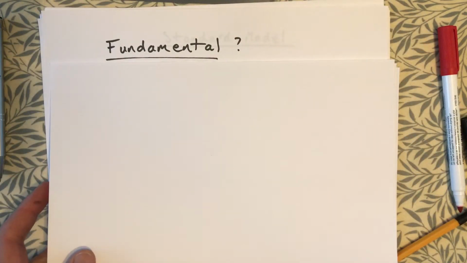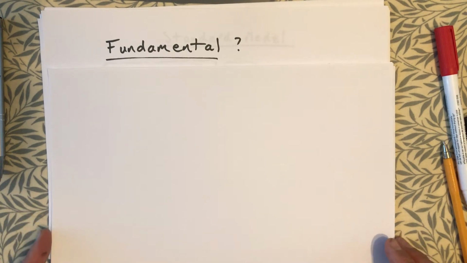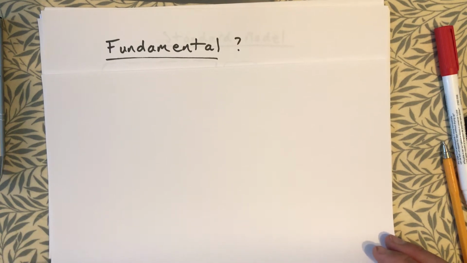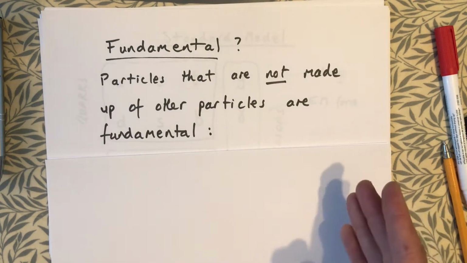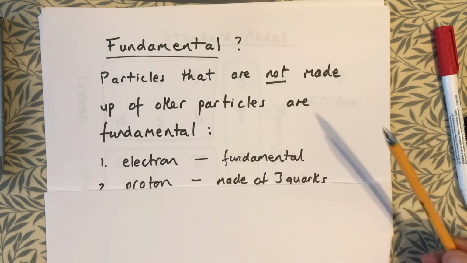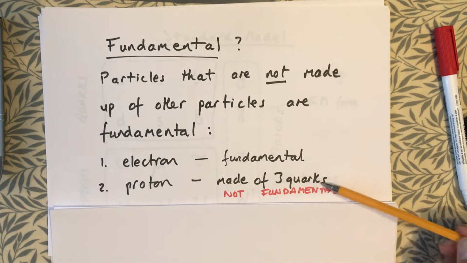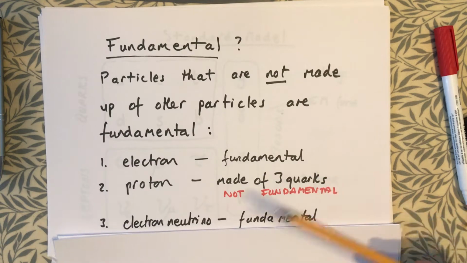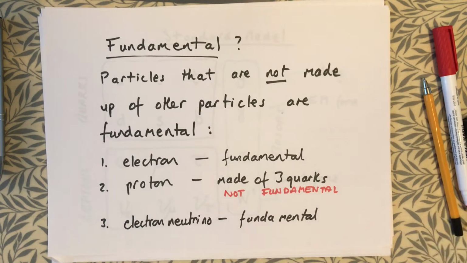What does the word fundamental mean? Now, if something is fundamental, you simply cannot split it up into smaller particles. History suggests that we don't always know exactly what's fundamental at any stage, and as time moves on we might make new decisions, but for the time being, particles that are not made up of other particles we call fundamental. So an electron, there's nothing else in an electron, so it's fundamental, whereas a proton is made up of 3 quarks, so a proton must not be fundamental, but a quark is fundamental. And an electron neutrino is also a fundamental particle.